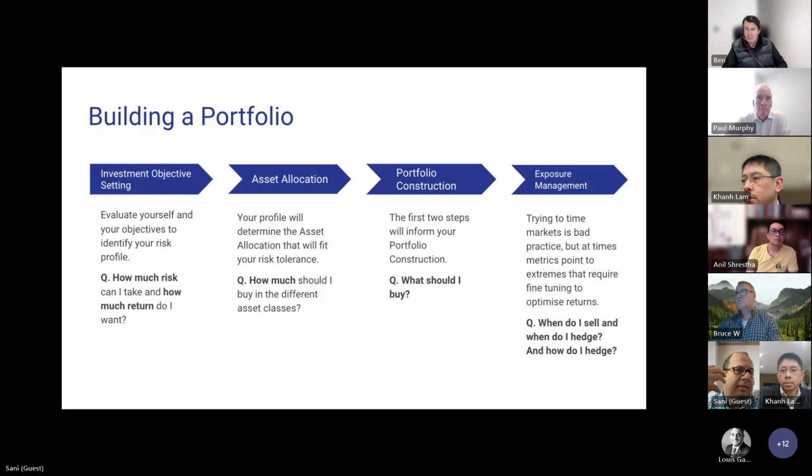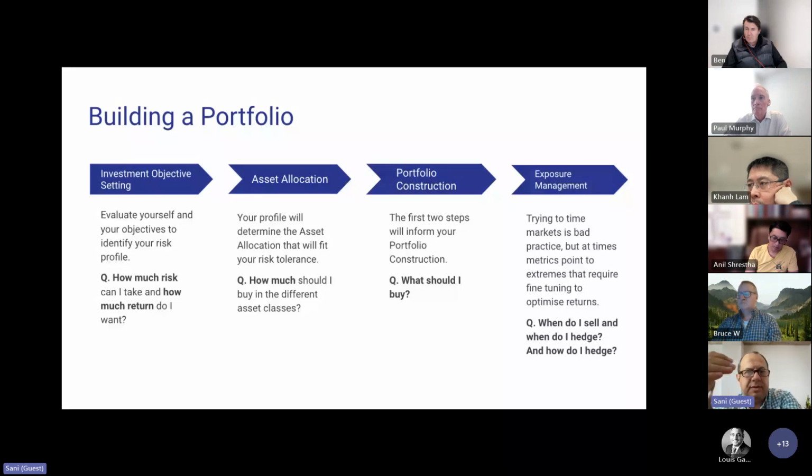So once I've come to an understanding, and hopefully it's an honest understanding of who I am and what I can really withstand, how much should I put in the different asset classes? And then we get to the real meat on the bones, which is portfolio construction. The first two steps of this process define the portfolio construction in large part for you. And there you answer the question, well, what should I actually buy?